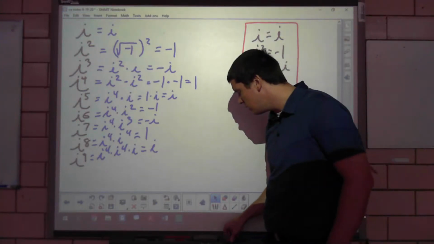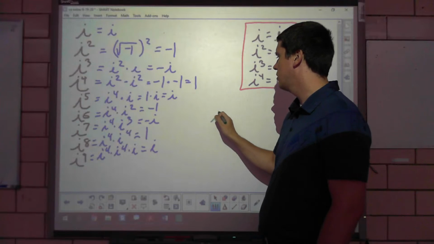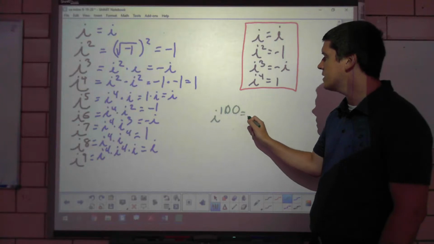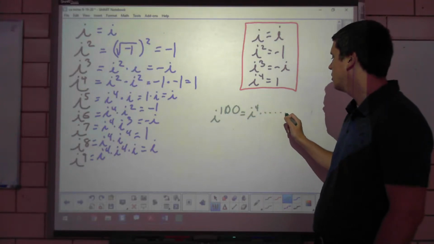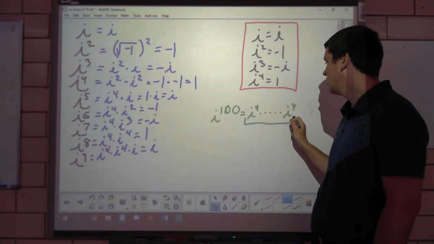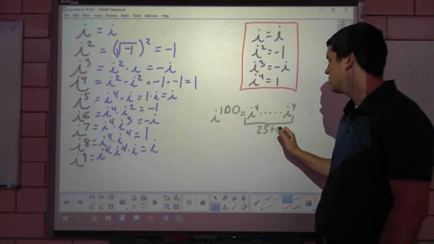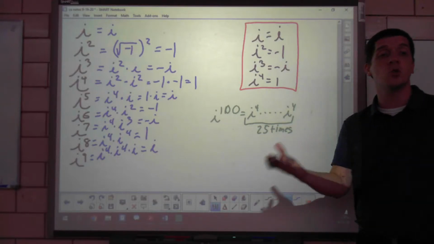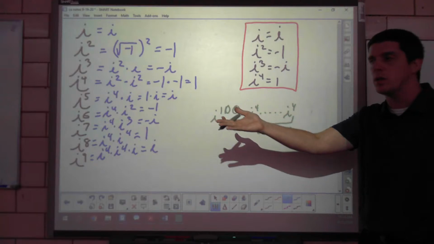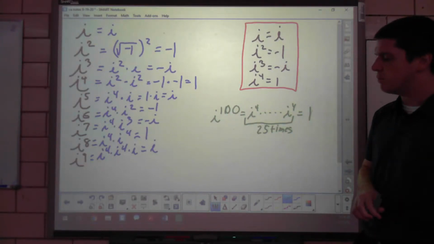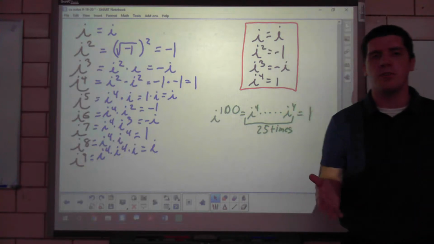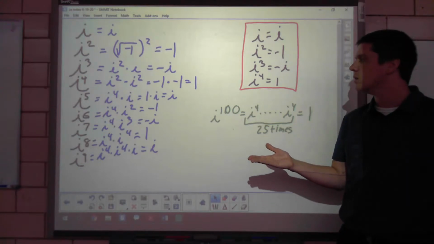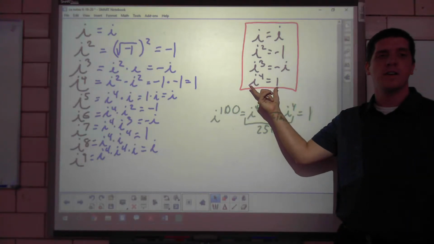So if I were to say i to the 100th, then what that means is that I would just have i to the fourth 25 times. There'd be 25 of those guys there. And then it's a bunch of ones. Well, 1 times 1 times 1 times 1 is just simply 1. We can simplify any i to any power if we just know this fact right here.